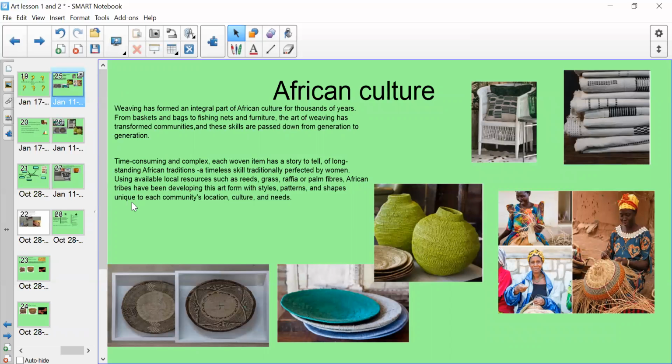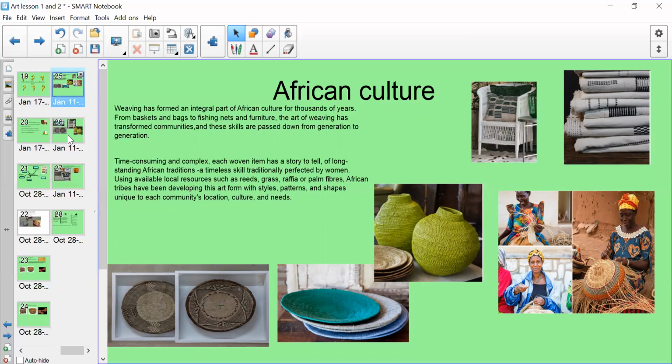Using available local resources, such as reeds, grass, raffia, or palm fibers, African tribes have been developing this art form with styles and patterns and shapes unique to each person's community, location, culture, and needs. So here you can see some women weaving some baskets, and these would be the finished product. So we've got some more baskets, some flat baskets, some rounded ones. They also would have woven some materials, and here's an example of a woven chair as well.